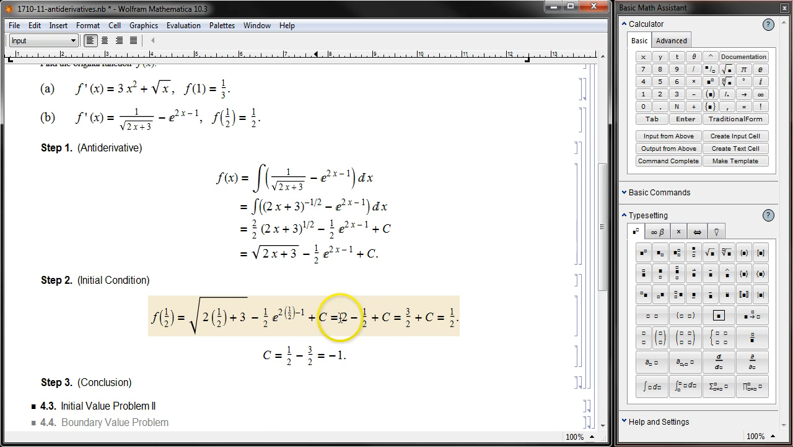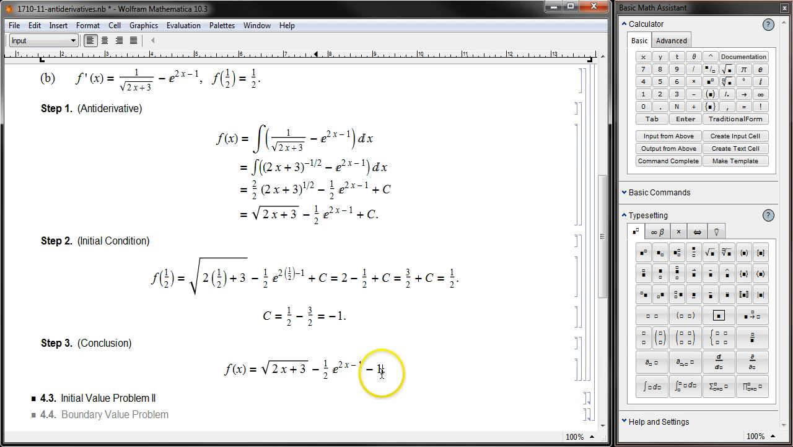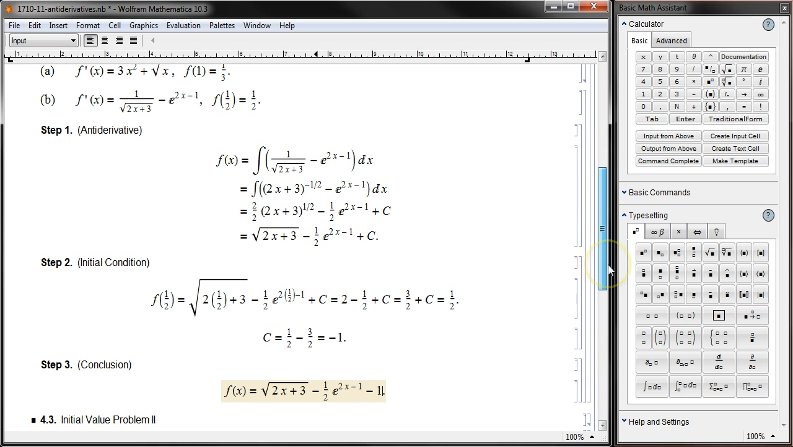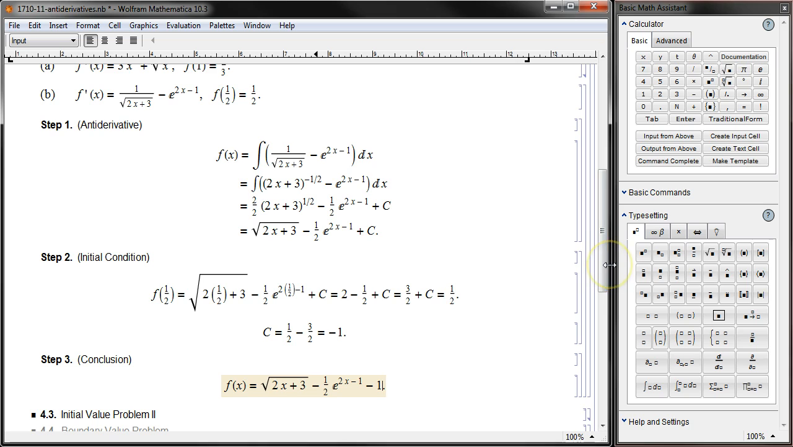So in the end, what do you get? 2 minus 1/2 plus c equals 1/2. It's an easy equation to solve. So for c, I get c equals negative 1. So what's the conclusion? The c value is negative 1, so plug it in, and I'm going to get the final answer like this. This kind of problem is called the initial value problem. And among higher level math courses, differential equations require this.